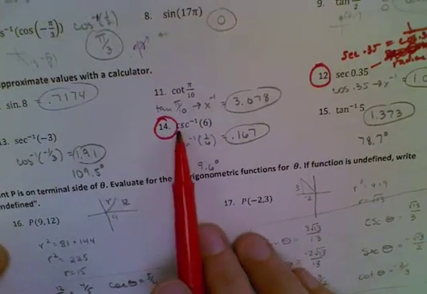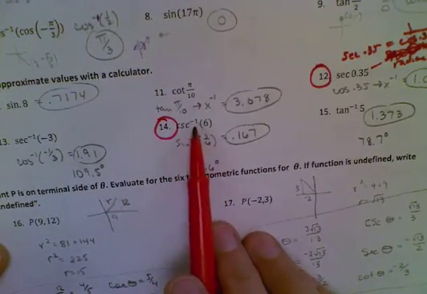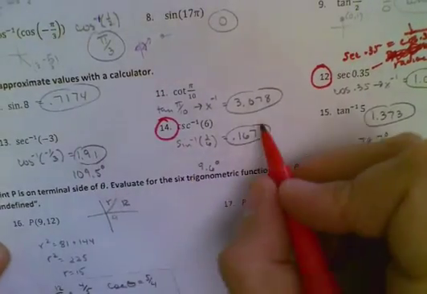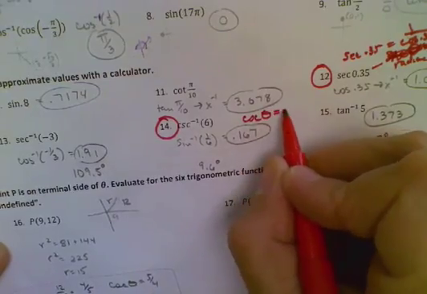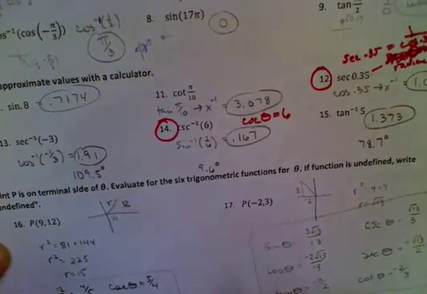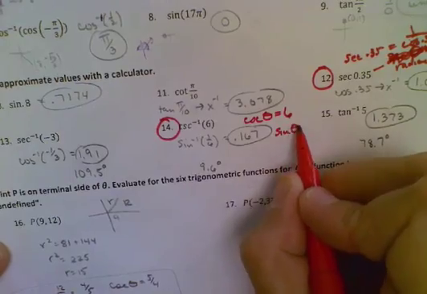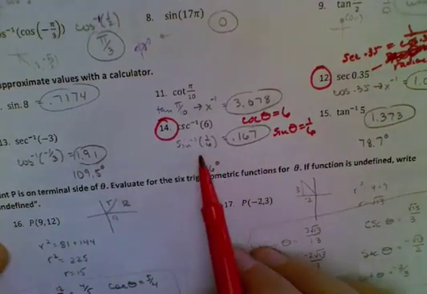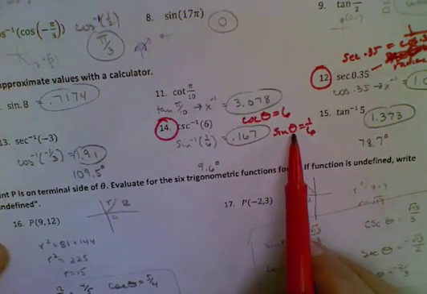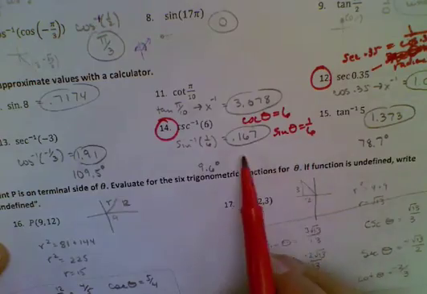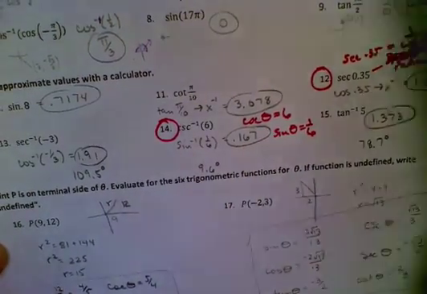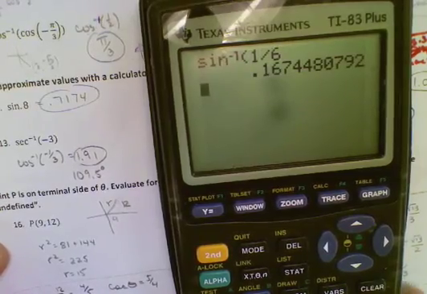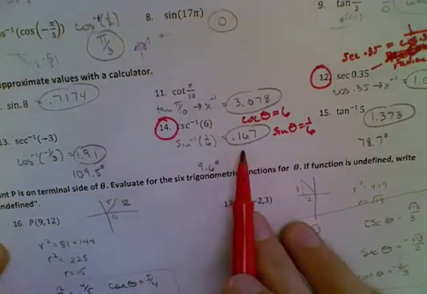Then the inverse buttons, remember when you see this, either this or you see arc, that means you're looking for an angle. So this is saying I want to know what angle has a cosecant of 6, which means I'm looking for an angle that has a sine of 1 over 6. So now I know that I'm going to use my inverse sine button. I want to find the inverse sine of 1/6. And I find that's 0.167. When I type that in my calculator, I just have to go second sine of 1 divided by 6, 0.1674. Okay, that's the value.